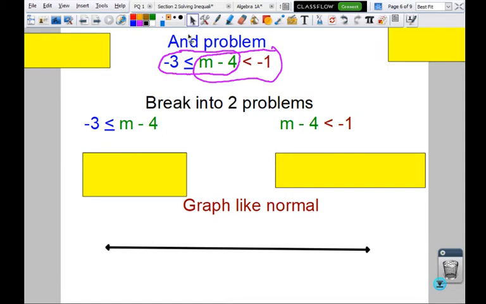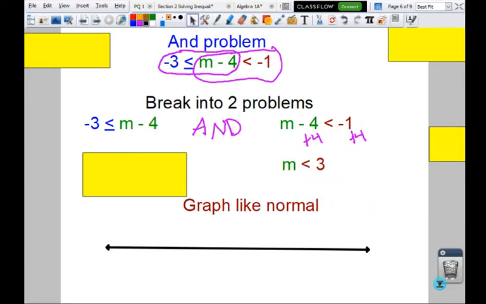So I'm going to split this into two different problems. They both have that n minus 4. And I'm going to solve both problems. And because they started out with the two inequality signs on the same thing, it is automatically an and problem. Two inequalities is always and. And after I do this, I just need to solve each thing. So if I start here on the right side, I would add 4 to both sides. And I get n is less than 3.